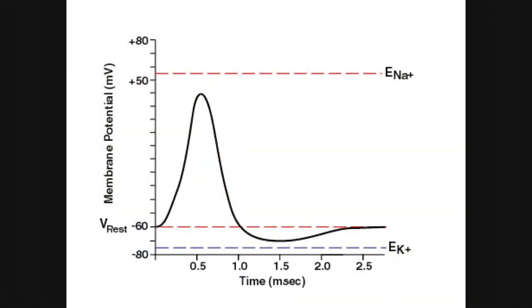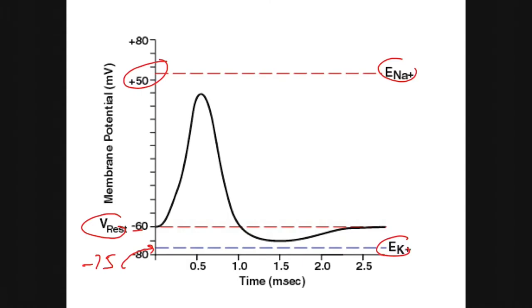Here is a little schematic diagram of an action potential and some of the key potentials that we have considered so far. Here is the resting potential, minus 60 millivolts as an average value. Here is the sodium equilibrium potential, plus 55. Here is the potassium equilibrium potential, down here at minus 75. A couple of things to note here. Note that the resting potential is not equal to the potassium equilibrium potential. Why not?